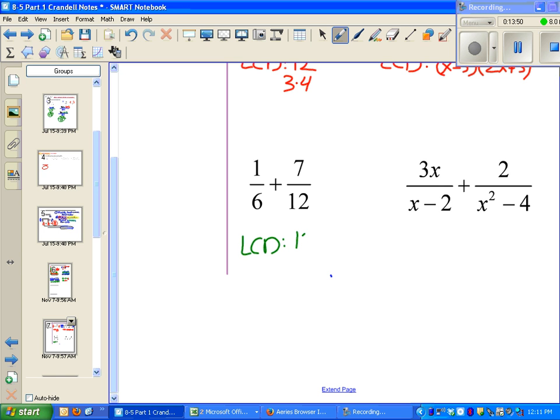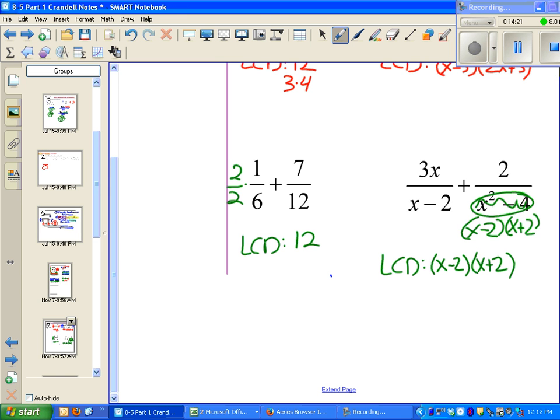So LCD is 12. I don't need to take them both because I can turn this one into a 12 by multiplying. Now for 3x over x minus 2, if I factor this, it's going to be x minus 2 times x plus 2. So I already have the least common denominator on the right side. My LCD is x minus 2 times x plus 2, so I don't have to multiply the right side by anything. If I were really adding these, I would just have to multiply the left side by x plus 2 because that's what's missing.